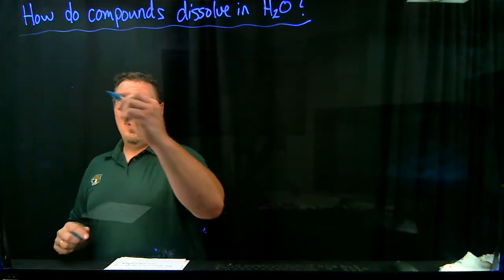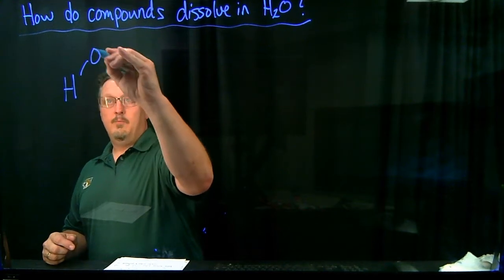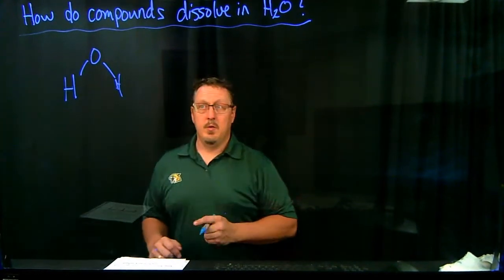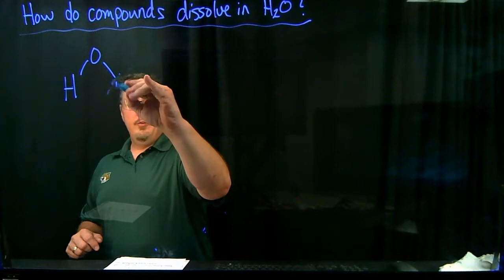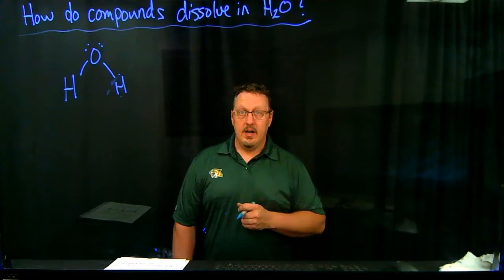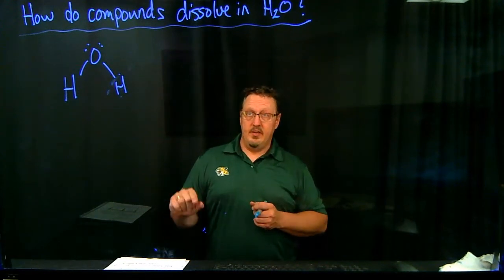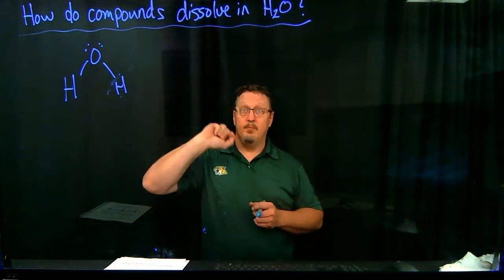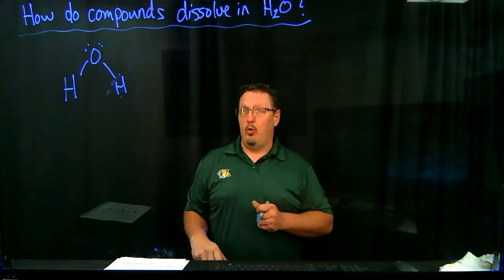Okay, let's talk about a water molecule. Your friend and mine, water. Okay, so there's a water molecule. If you remember, we've got two lone pairs of electrons floating off of that. If we were to look up the difference of electronegativity between an oxygen atom and a hydrogen atom, we would see that these are what we call polar bonds.